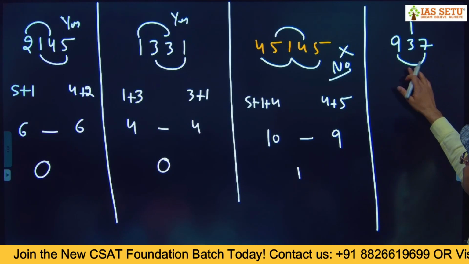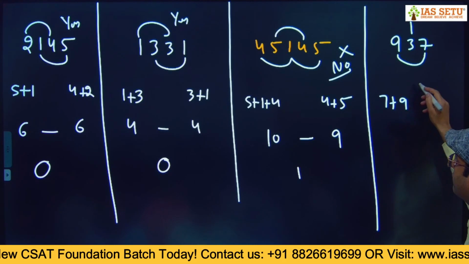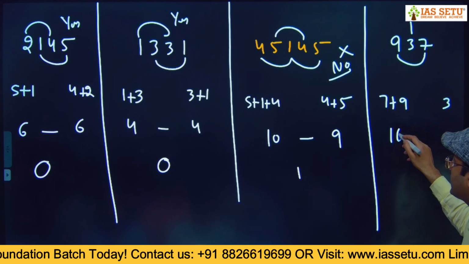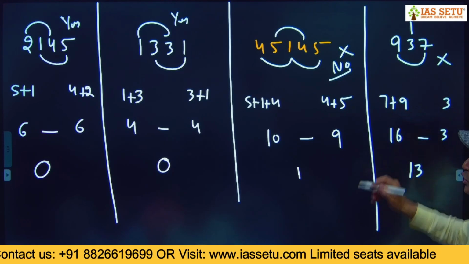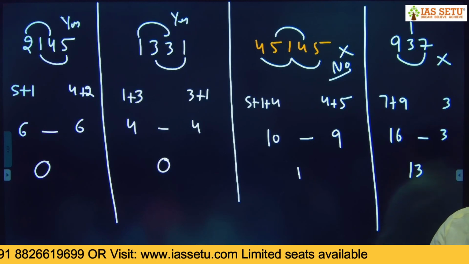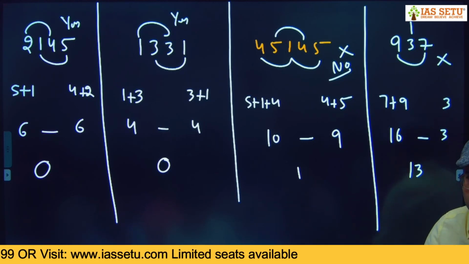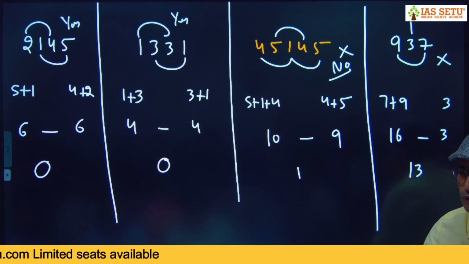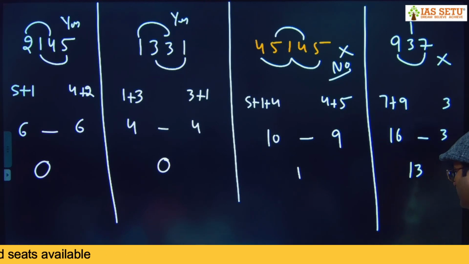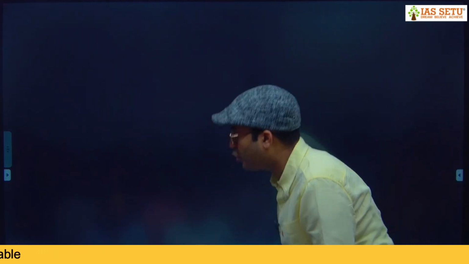Here also, this is 7 plus 9 in one team, 3 in another team, 16. This is 3, difference coming 13. No, this is also not divisible by 11. Here the difference has to be 0, 11 or a multiple of 11, then it is divisible, otherwise not. Let me take 2, 3 more examples and I will clear one more thing.